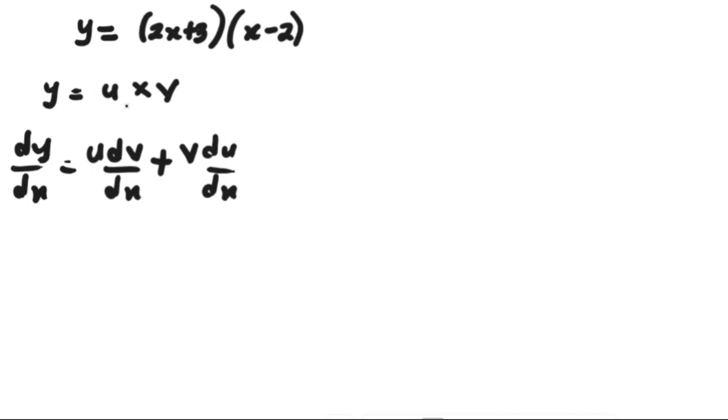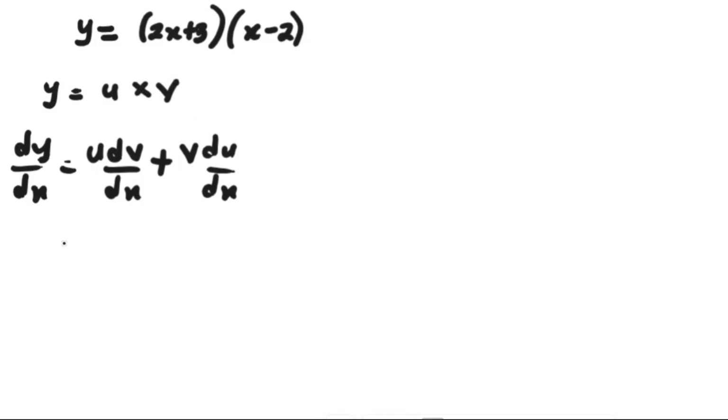This now becomes two equations: y is equal to u times v, and that same y is equal to (2x plus 3)(x minus 2). Now you can take 2x plus 3 to be u, or you can take 2x plus 3 to be v, or you take x minus 2 to be u, or you take x minus 2 to be v. And the reason why you can do that is because multiplication is commutative. So u times v is the same thing as v times u.